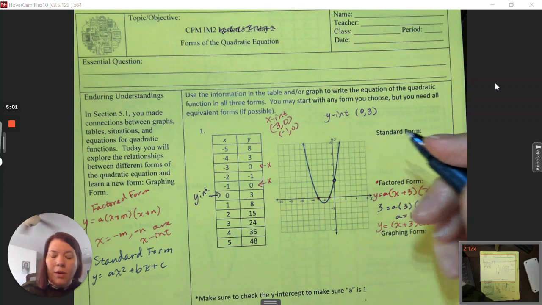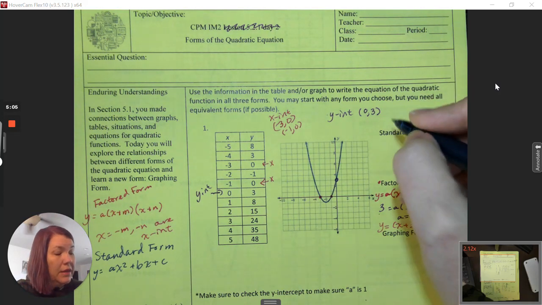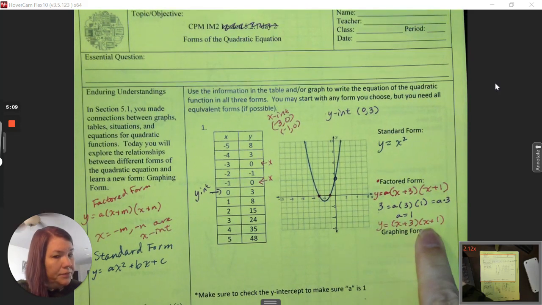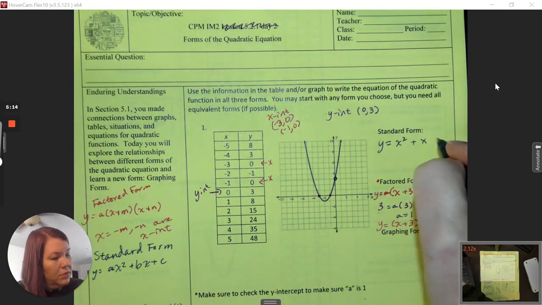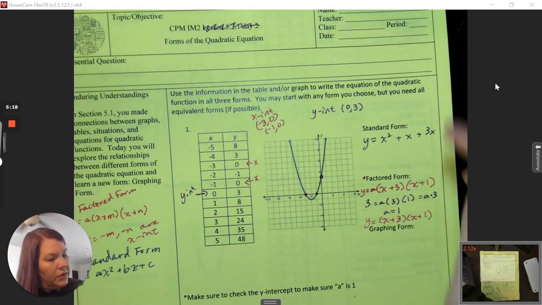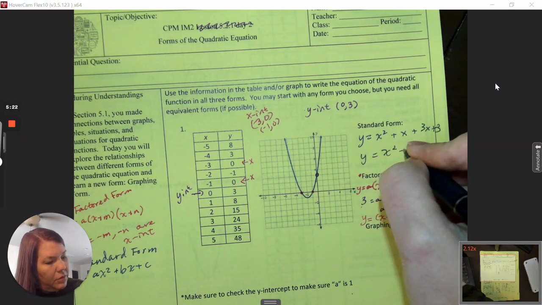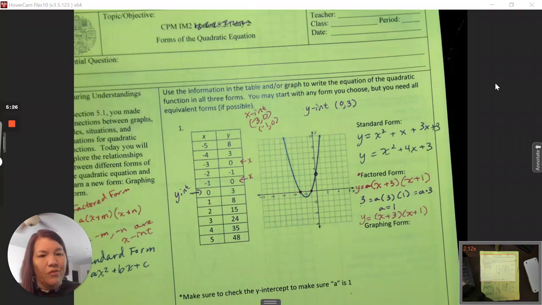What I can do though is take factored form and multiply it to turn it into standard form. So y equals x squared, x times x, plus x times 1, plus 3x, 3 times x, plus 3 times 1, which is 3. And so y equals x squared plus 4x plus 3. And so that's standard form.